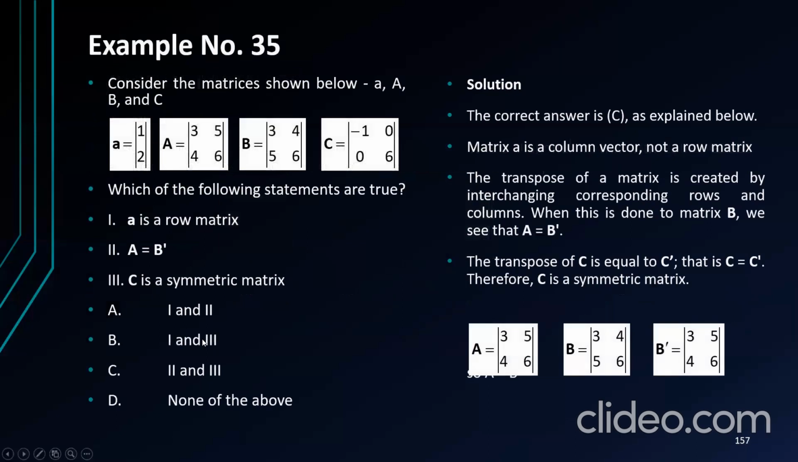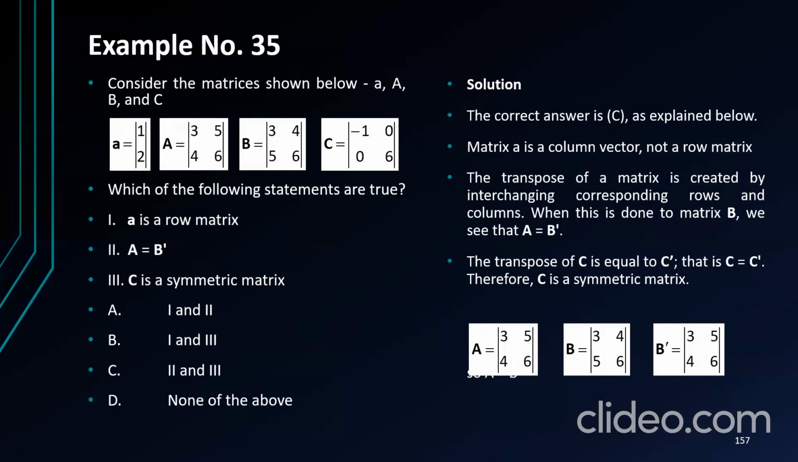So example number 5. Consider the matrices shown below: capital A, B, and C. A is 1, 2, 3, 5, 4, 6. B is 3, 4, 5, 6. C is equal to negative 1, 0, and 6. Which of the following statements are true? 1: A is a row matrix. 2: A is equal to B prime.